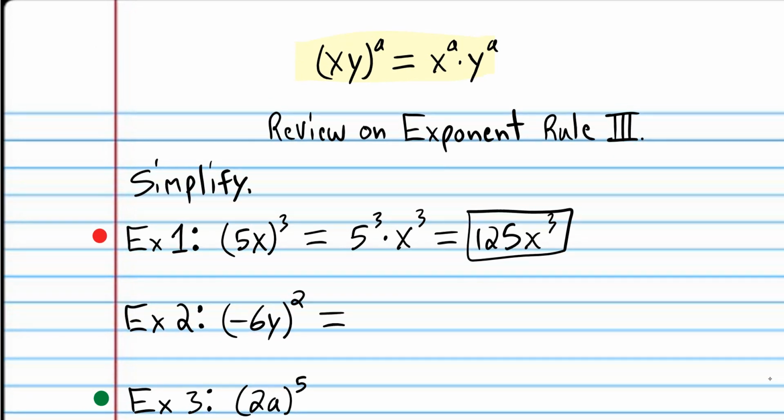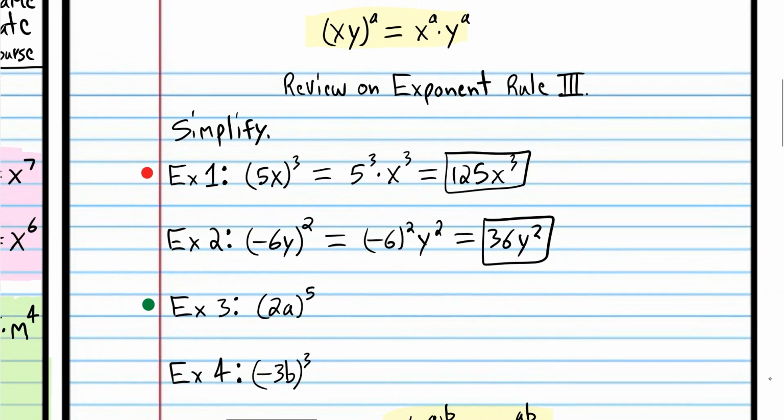So let's try example 2. We have negative 6 to the second power times y to the second power is 36y to the second power. So those are some example problems for rule number 3. Again, you can reference the rule up here. Try example 3. When you come back, we'll do it together.